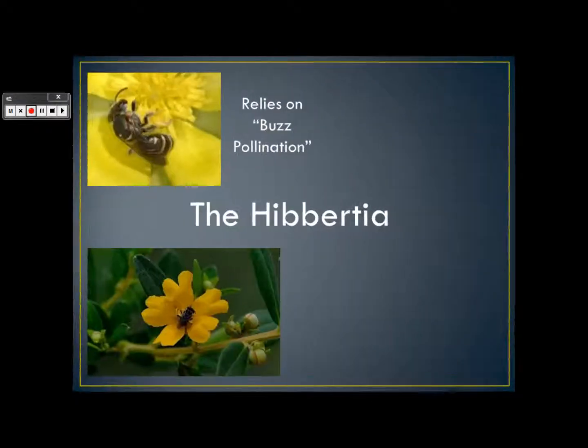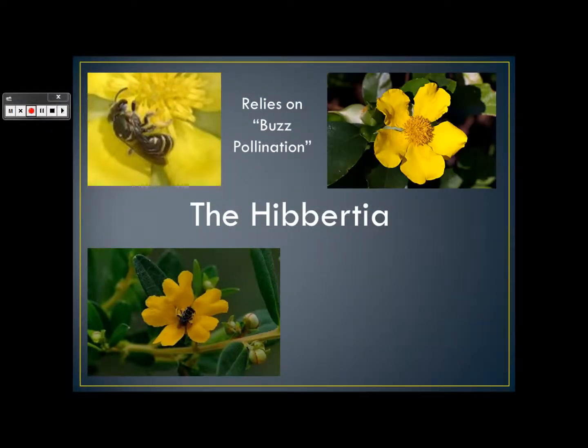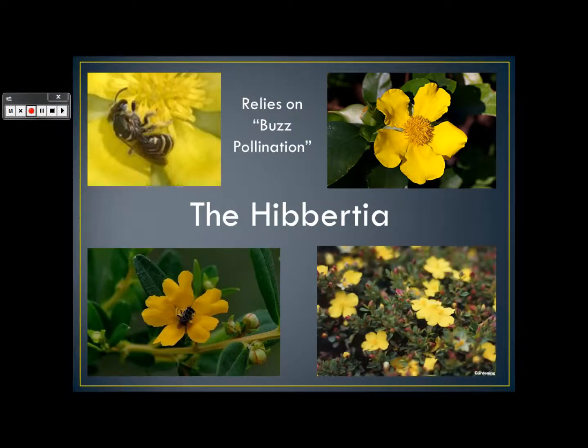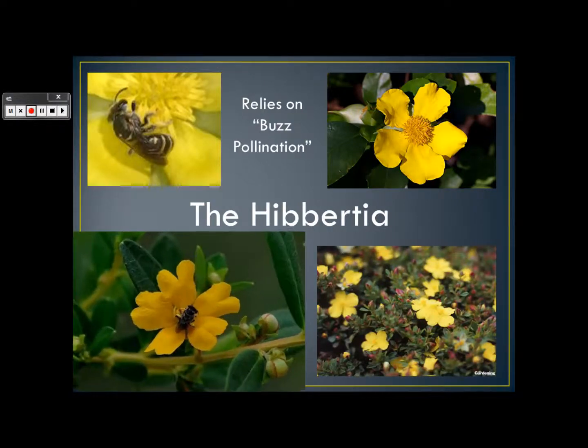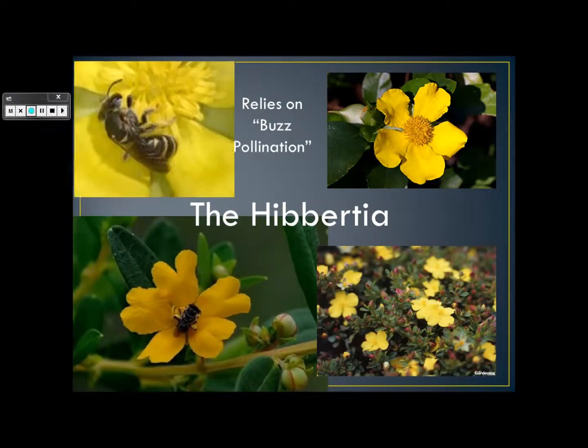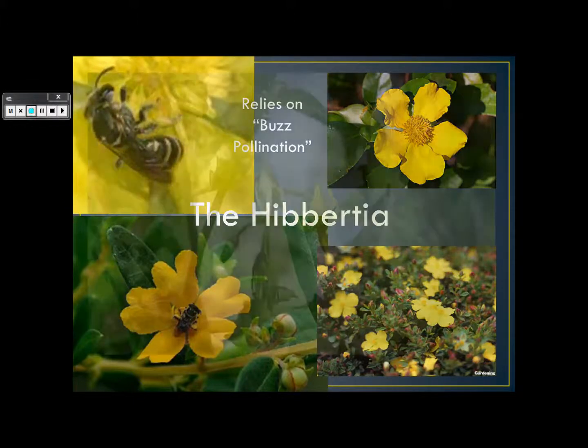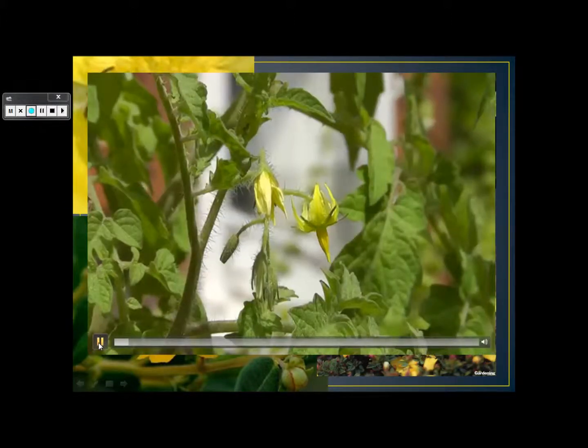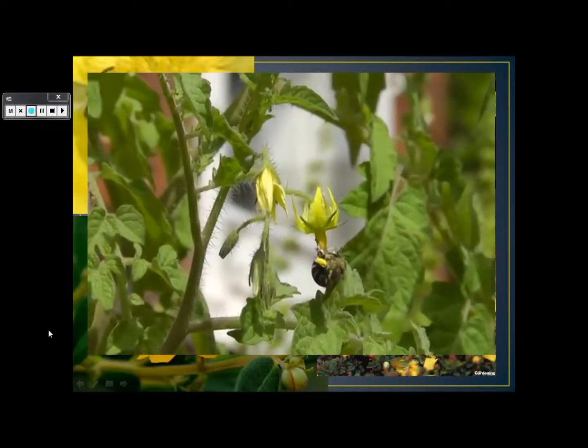The Hybertia species has a restricting flower shape which can only release pollen by a certain type of behavior, called buzz pollination, which is performed by the blue-banded bee as well as other native Australian carpenter bees. To release the pollen, the bee grabs onto the flower and vibrates until the pollen comes out.